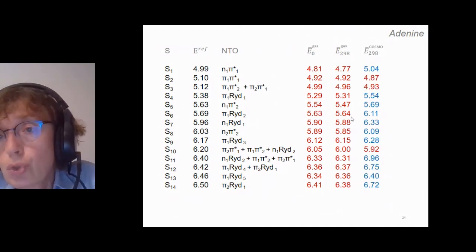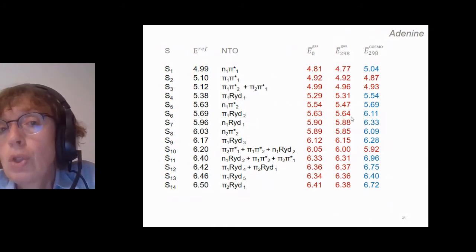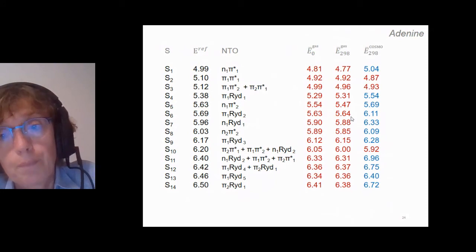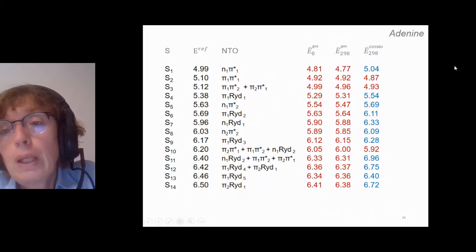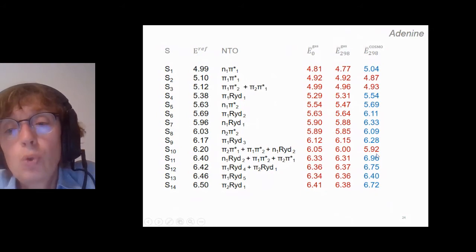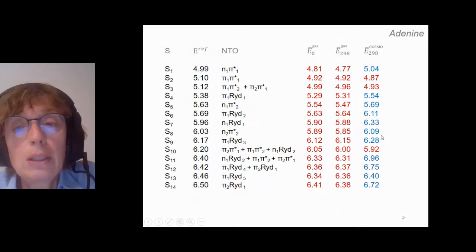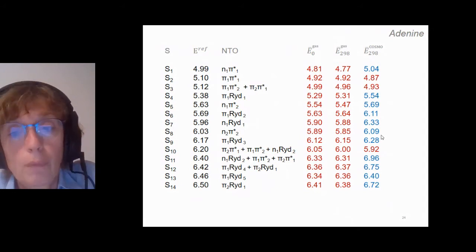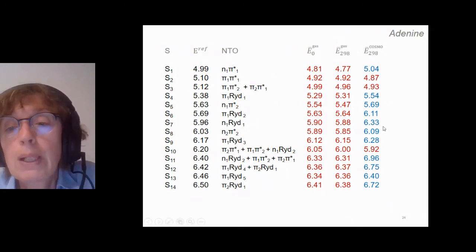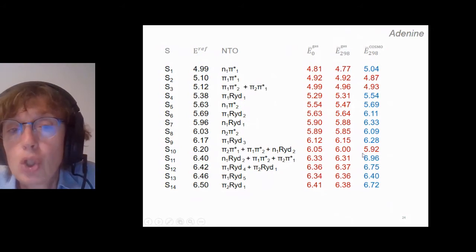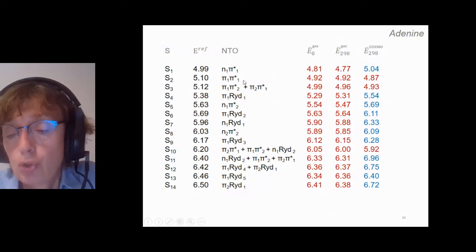Then we can put our molecules in solution and compute the effect of the solvent on the spectrum. Most of the transitions are actually blue shifted in solution because of the electrostatic interaction between the solute and the solvent. Some transitions, however, are redshifted, and these transitions are pi star type transitions.